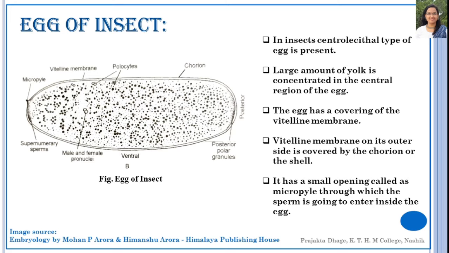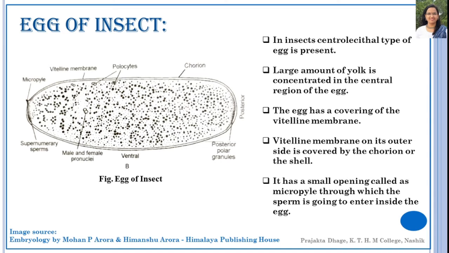The first egg that you see over here is an insect egg. Now the insect egg is going to be the centrolecithal kind of egg. What do you understand by a centrolecithal egg? Where the yolk is distributed more towards the central portion. Now the egg has a covering of vitelline membrane. Outside the vitelline membrane there will be a hard covering, which is referred to as the chorion or the shell.